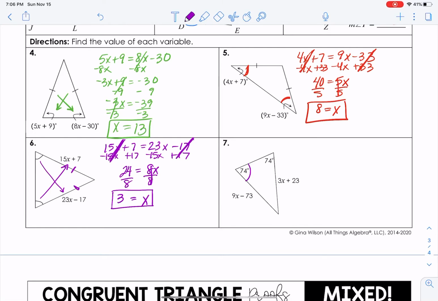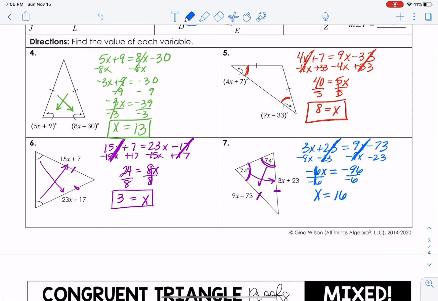For number 7, these are my congruent angles, therefore these are my congruent sides. That means that I can set up 3x plus 23 equals 9x minus 73. Subtract 9x from both sides and subtract 23 from both sides. Notice that one thing cancels on each side of the equation. Negative 6x equals negative 96. Divide by negative 6, x equals 16.